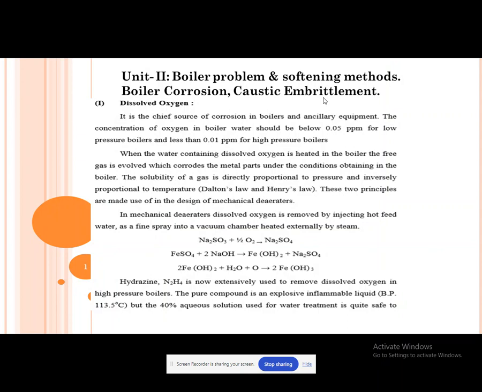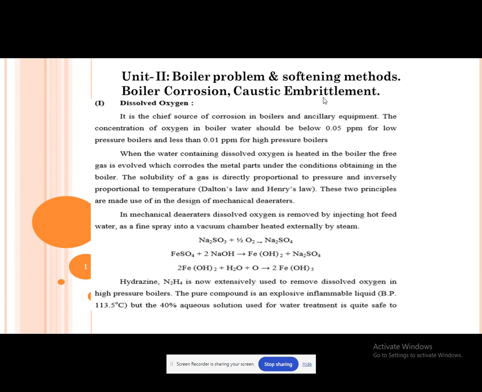It is the chief source of corrosion in boilers and ancillary equipment. The concentration of oxygen in boiler water should be below 0.05 ppm for low pressure boilers and less than 0.01 ppm for high pressure boilers. When the water containing dissolved oxygen is heated in the boiler, the free gas is evolved, which corrodes the metal parts under the conditions obtaining in the boiler.